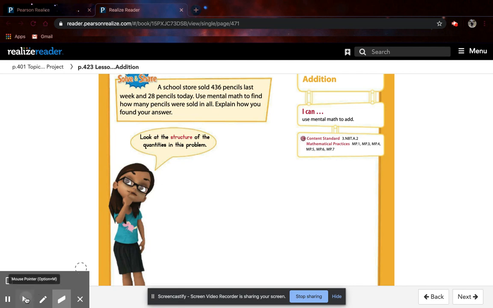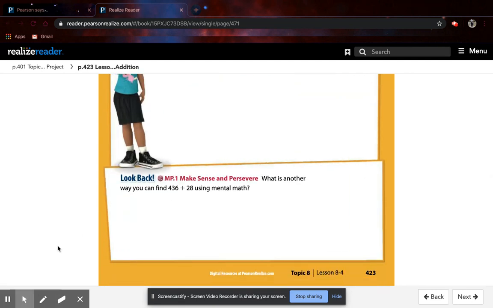Okay, moving down to the look back section. What is another way you can find 436 plus 28 using mental math? So if you were to take away from another number, I'm not going to show an example for this bottom part, because yes, there are other ways you can solve it. Since I added 4 in the top, you could have added 2 to the 28, I guess. But again, as long as you're solving the equation and you're getting the answer that you need to get at the end of it, I'm okay with it.